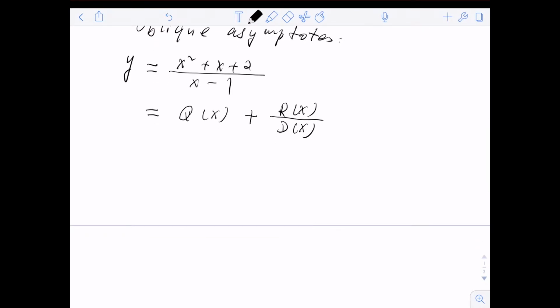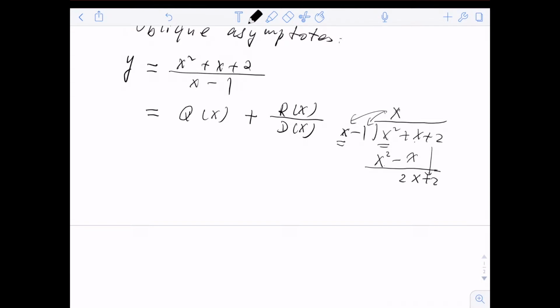So let's do the long division here. I have x squared plus x plus 2, and here x minus 1. So I think of what number multiplied by x gives me x squared. So I will say it's x. And then I multiply x by x minus 1. So that gives me x squared minus x. And then I subtract these two. So x squared minus x squared gives me 0. x minus negative x gives me 2x. Then I'll drag the next one down, which is 2.